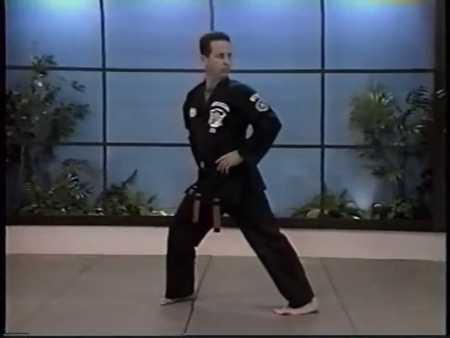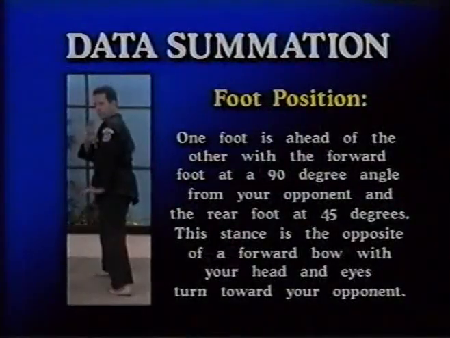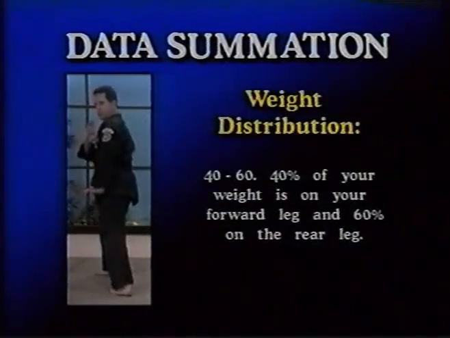Data summation of the reverse bow. Foot position: one foot is ahead of the other, with the forward foot at a 90-degree angle, heel out, from your opponent, and the rear foot at 45 degrees, heel out. This stance is the opposite or reverse of a forward bow, with your head and eyes turned toward your opponent. Weight distribution, 40-60: 40% of your weight is on the forward leg and 60% on the rear leg.